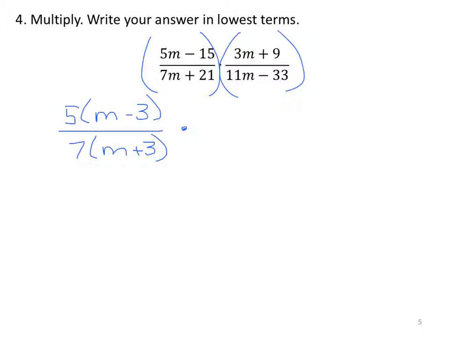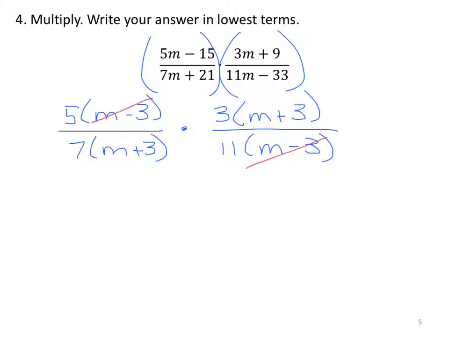In the second fraction, we have the common factor of 3 in the numerator, and in the denominator, our common factor is 11. So now let's see what we can cancel. The m minus 3's are identical, so they cancel. The m plus 3's are identical, so they cancel. And then we look at our numerators. We have 5 times 3, and in our denominators we have 7 times 11. None of that cancels, so we're left with 5 times 3 is 15 over 77.